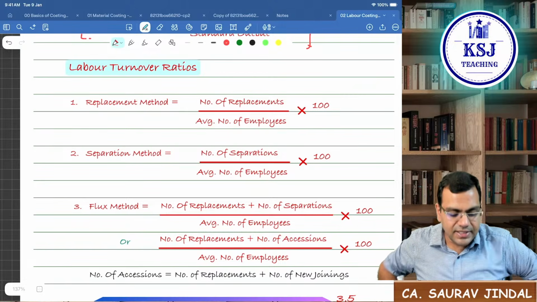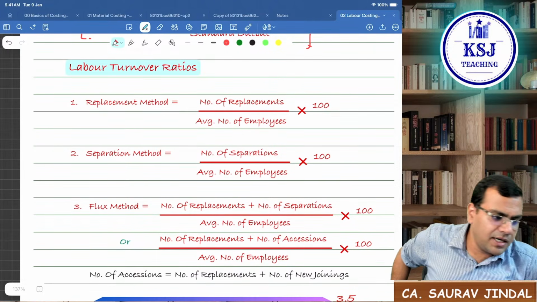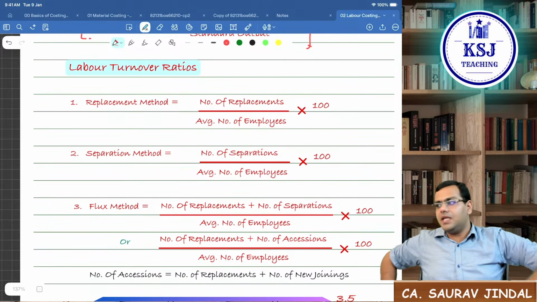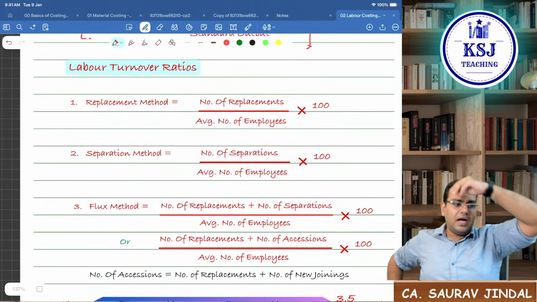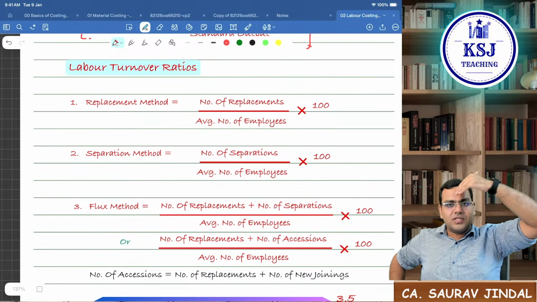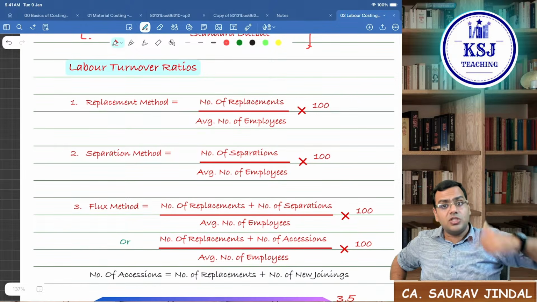Okay, so let's come to the last topic, that is labor turnover ratios. Now, what is a labor turnover? Labor turnover tells us that in a particular period, how many times our labor composition changes, meaning whether our labor is staying in the factory for a long period of time, or the labor keeps on changing.